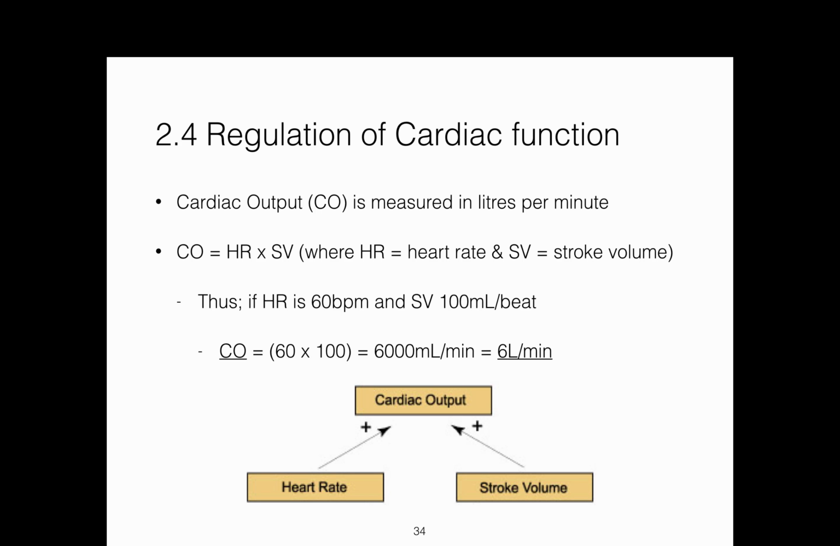Regulation of cardiac function. Cardiac output, the product of heart rate and stroke volume, is a measure of the volume of blood in litres that the heart pumps per minute. If heart rate and stroke volume are known, cardiac output can be measured. For example, if the heart rate is 60 beats per minute and the stroke volume 100 mils per beat, cardiac output equals 60 times 100, which equals 6,000 millilitres per minute, that is 6 litres per minute.